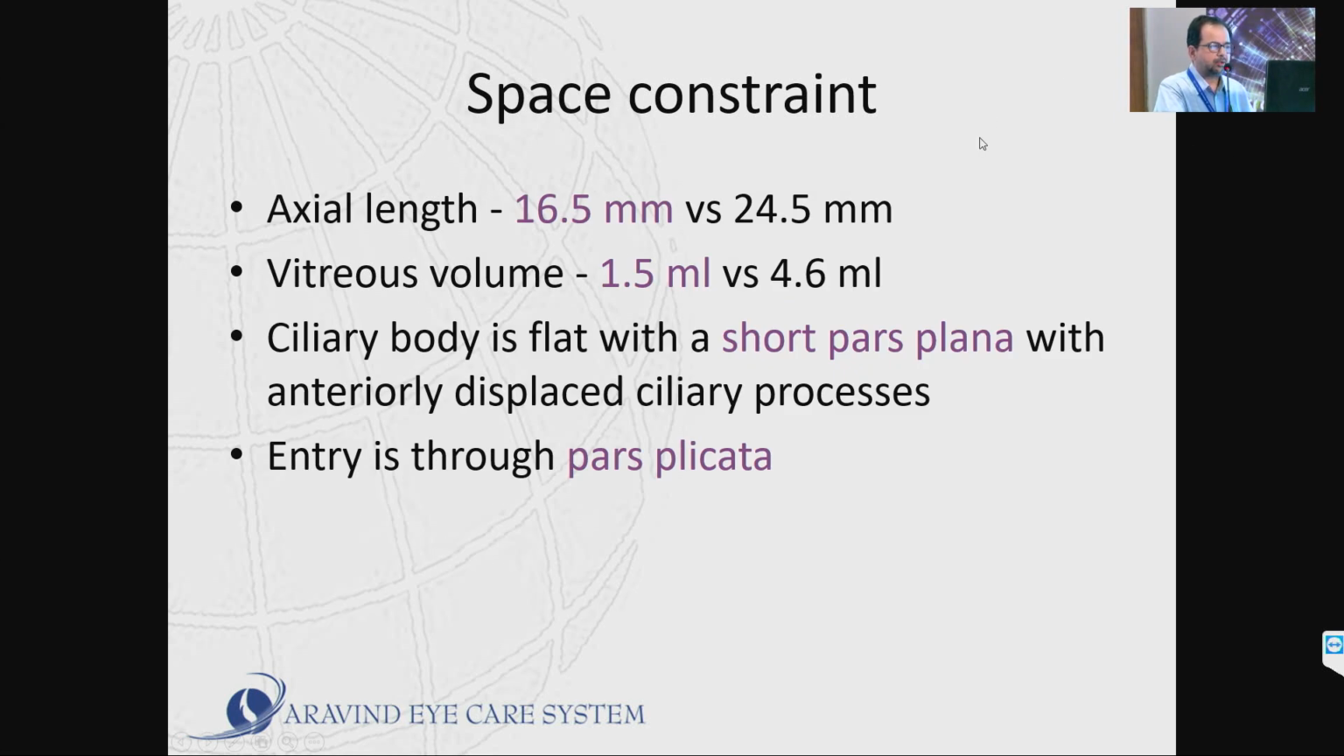The axial length of the newborn child is only 16.5 compared to 24 for an adult. The vitreous volume is also one-third. And in the ciliary body, there is no pars plana as such; it's actually an entry through the pars plicata. And that is why your entry should be anterior, not as posterior as you see in the adults.